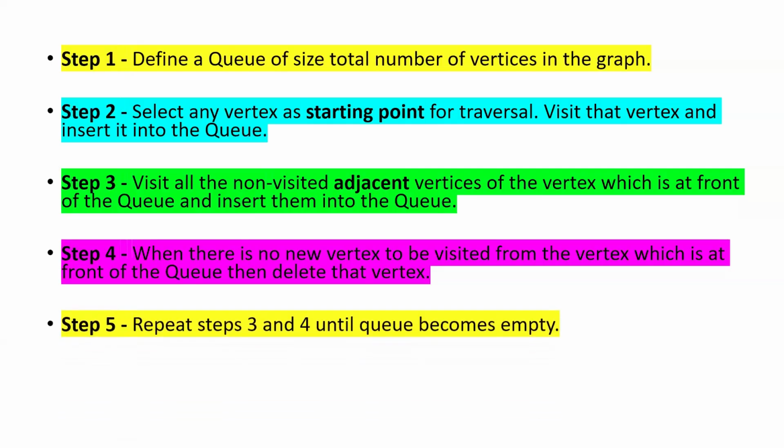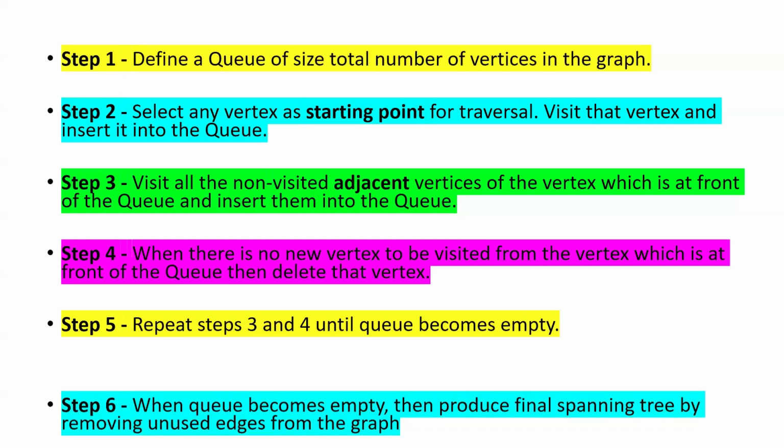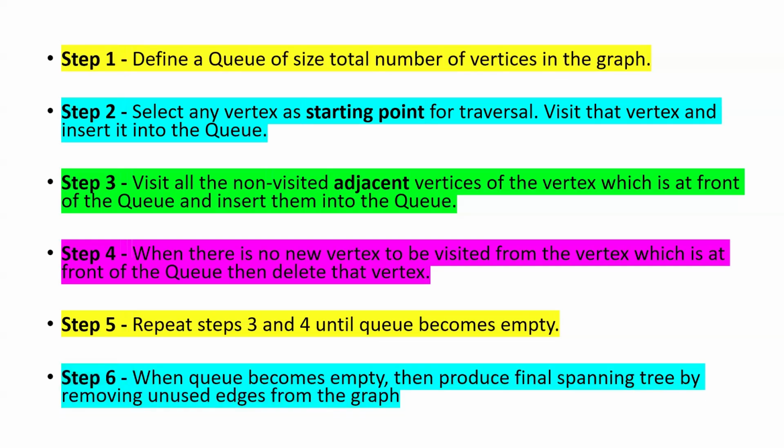Step five is nothing but repeat steps three and four until the queue becomes empty, right? We continue the process of visiting the neighbors, marking them as visited, enqueueing them, and removing the current node after its neighbors are processed. Stop when the queue is empty, right? All the reachable nodes have been visited. And the final step: when the queue becomes empty, produce the final spanning tree by removing the unused edges from the graph.